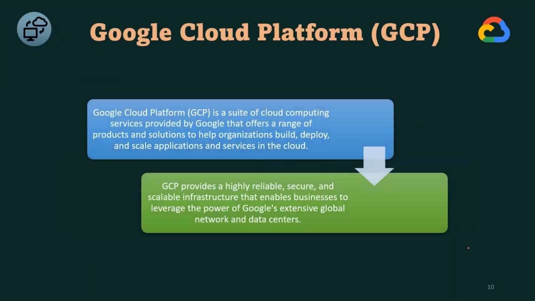Now, as I told you, maybe I have already given you this definition in our last session also. What is Google Cloud Platform? Google Cloud Platform is one of the leading cloud providers. It provides you the cloud computing services which help organizations to build, deploy, and scale applications and services in the cloud. Okay, so what is the Google Cloud Platform, guys? Google Cloud Platform is one of the leading cloud providers similar to AWS and Azure. It also provides you the cloud computing services, which help organizations to build, deploy, and scale applications and services in the cloud.